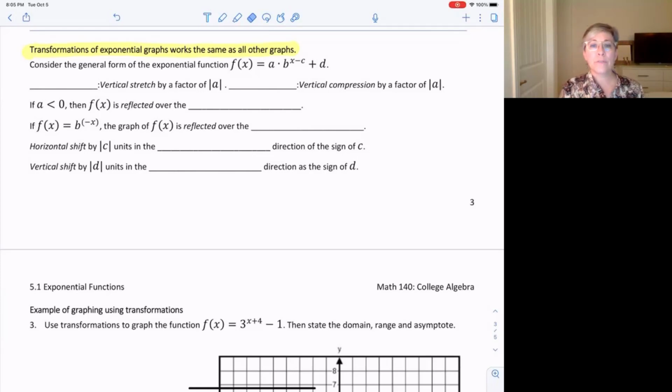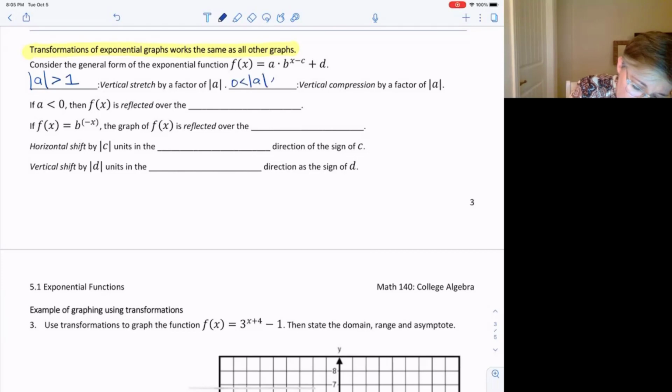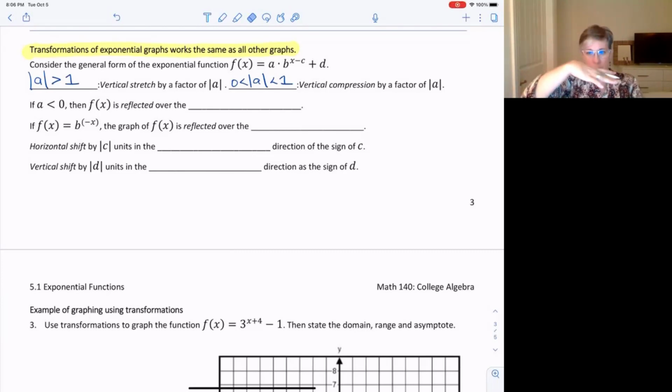If the number in front of that b, let's take a look at its absolute value. So if the absolute value of a is greater than 1, then we're going to have a vertical stretch. It's going to be getting stretched up and down by a factor of that absolute value of a. If that absolute value of a is between 0 and 1, in other words, being multiplied by a fraction, then we have a vertical compression. It's going to shrink down vertically by a factor of absolute value of a.